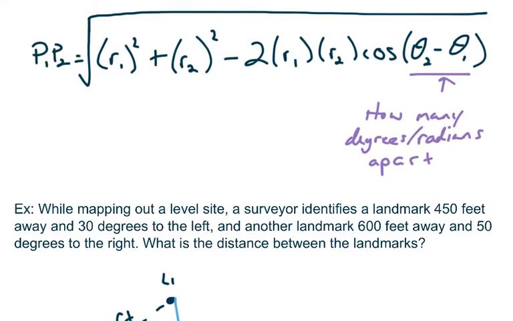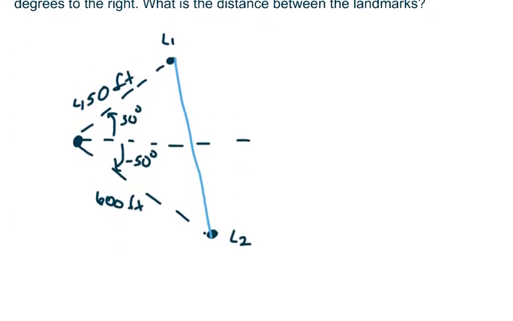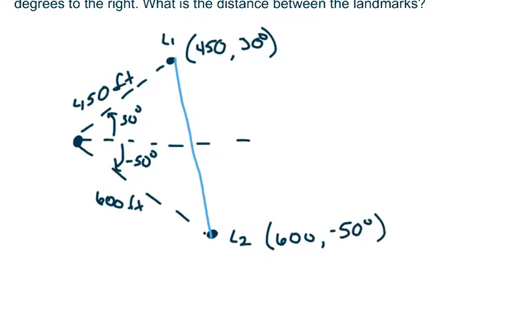And we're going to use this formula to help us find that. Okay, so we can say L1, if we think about it in terms of polar coordinates, our R value is 450, and our theta is 30 degrees. Okay, L2 is 600 feet away, 600, and our degree measure is negative 50. So we have our 2 points. We have R1, theta 1 and we have R2, theta 2. Now it's just a matter of putting it into the calculator.